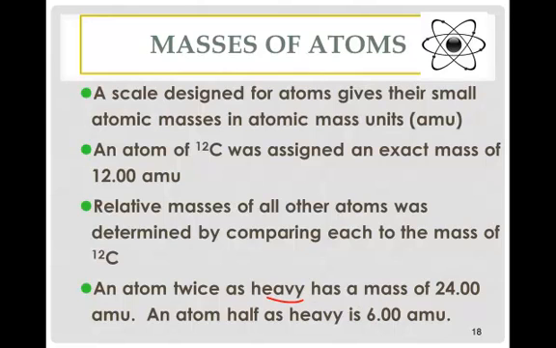An atom twice as heavy would have a mass of 24, and if we look on the periodic table, magnesium would be that particular element. Okay? An atom half as heavy would be 6 AMUs, and there's not really an element on the periodic table that has a mass of 6. But this is how we're judging all the other atoms. It's just really based off of carbon.